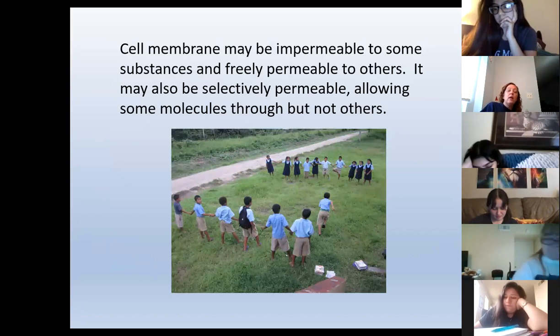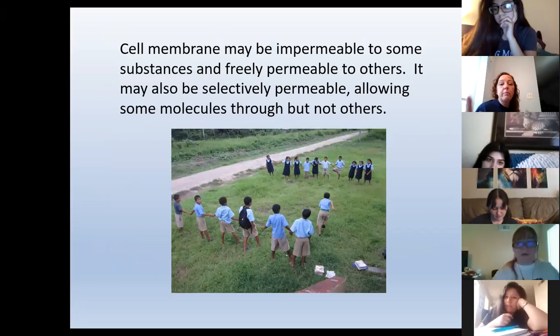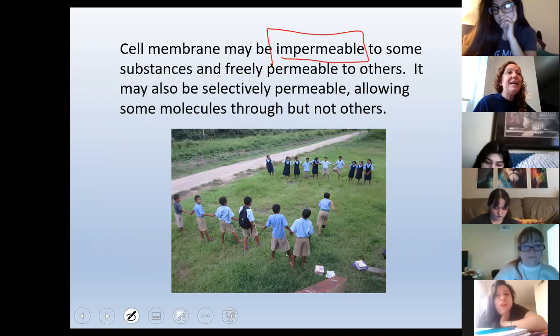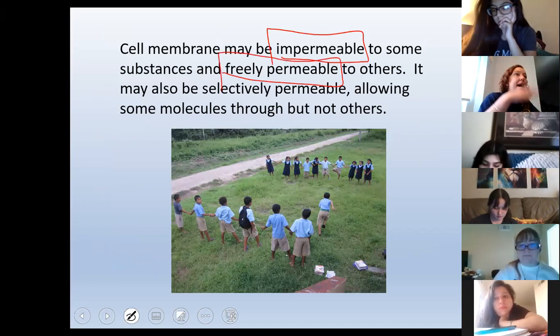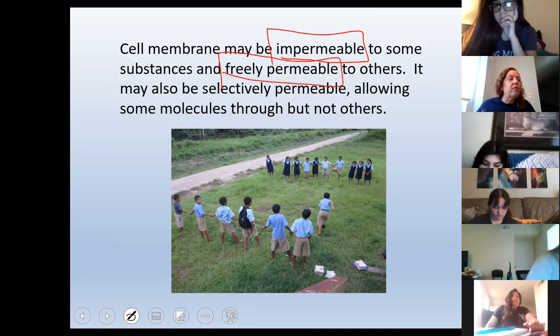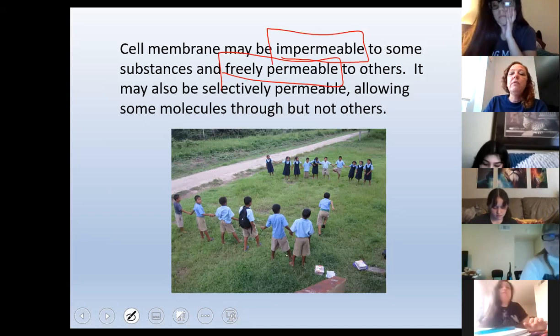All right, so our cell membrane, remember our phospholipid bilayer, it can be impermeable to some things, meaning that I can't get it moved. It's not coming in or it's not going out. It can be freely permeable to other things, meaning other things can pass very freely with no problem. Permeable simply means passing back and forth through a membrane. Other things might be selective.